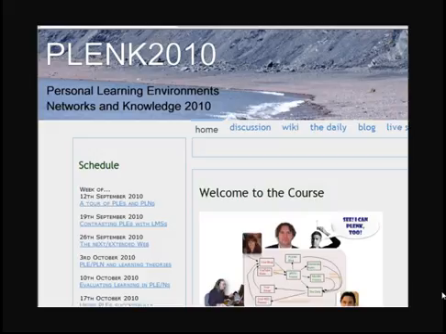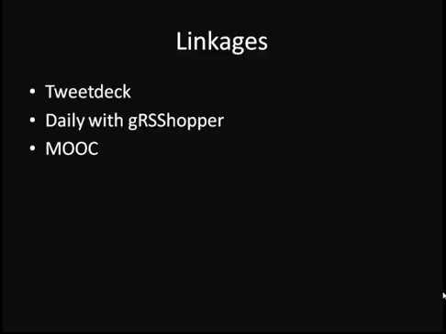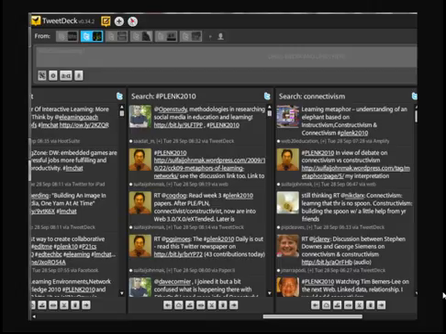Now, as far as the MOOC that I'm taking, 1,200 contributors, and I have to figure out how to sort through all this information. Well, in that sense, with all the other things I'm looking at, I am using a couple different tools. And here's what I'm using for linkages. I'm using TweetDeck, there is a Daily Grasshopper, and I'm using the MOOC in general. TweetDeck I love. I pick the keywords and I search through there. I go through those quickly and continue on.